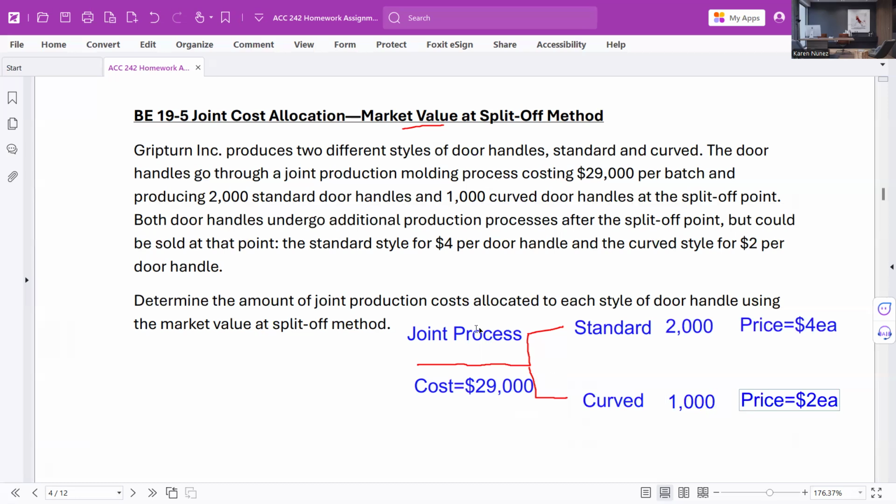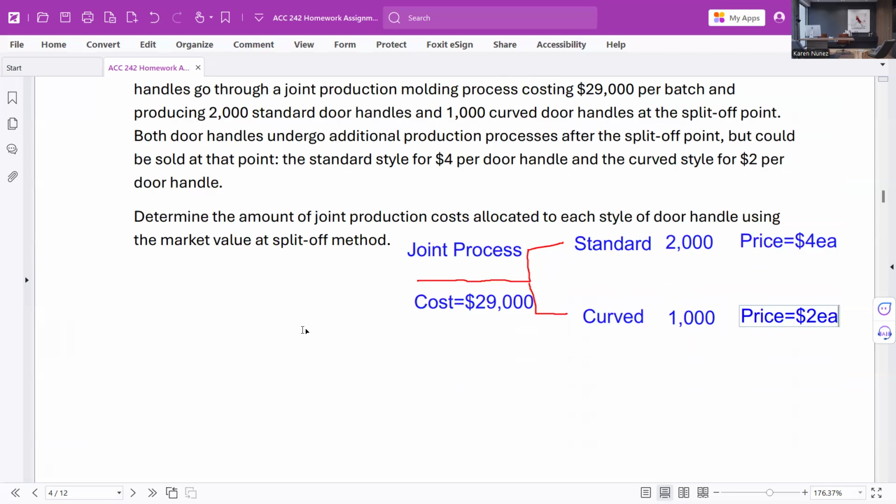We've got this joint process that costs $29,000, yields two products, a standard product and a curved product. We get 2,000 standard, we can sell them for $4 each. We get 1,000 curved, we could sell those for $2 each. And we're going to allocate the joint costs to these two products based on the market value at split off. So we need to figure out what that market value is. And market value is just the quantity times the price, right? The quantity times the price, and find the proportions and multiply times the cost.